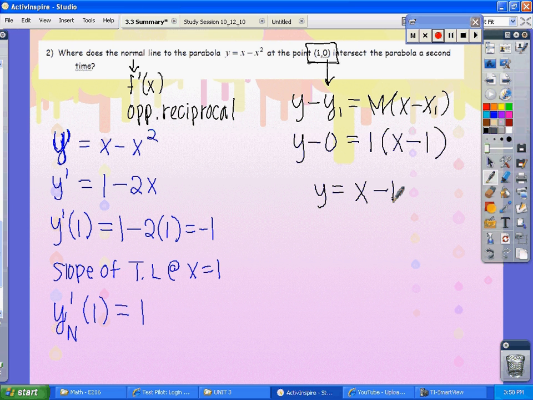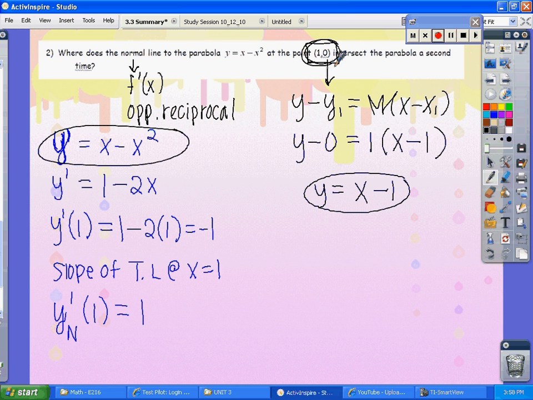But now they want to know, when does this intersect this curve a second time? We know that they're going to intersect at this point 1 comma 0, because anytime we do a tangent, which we did right here, the tangent line will intersect at the point 1 comma 0, both on the curve itself and on the equation of the tangent line. But a normal line does the same thing. You still are intersecting the curve at that point. So both of these intersect at 1 comma 0. We know that. They're asking for a second time.